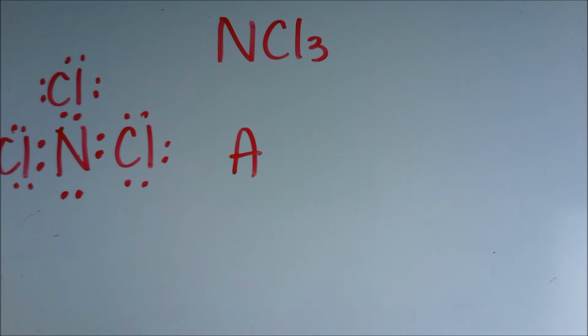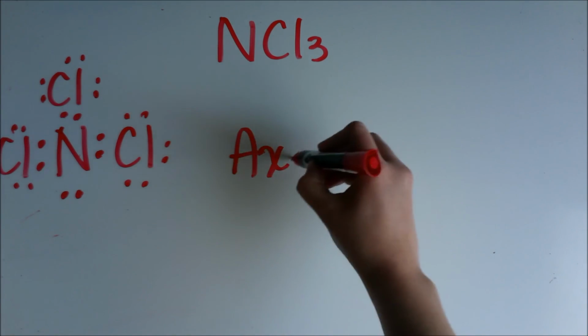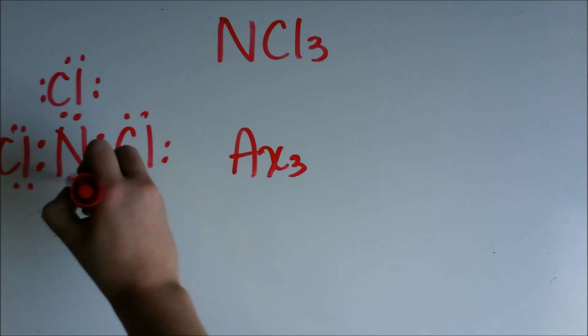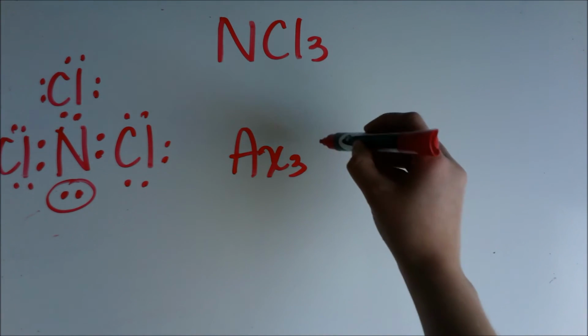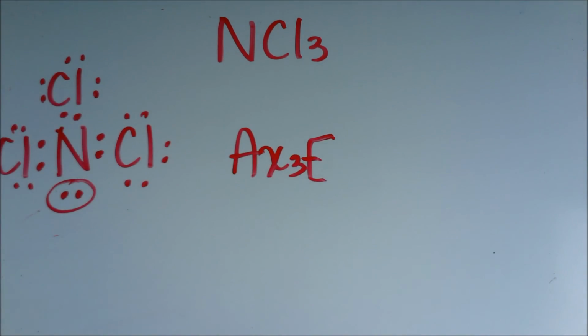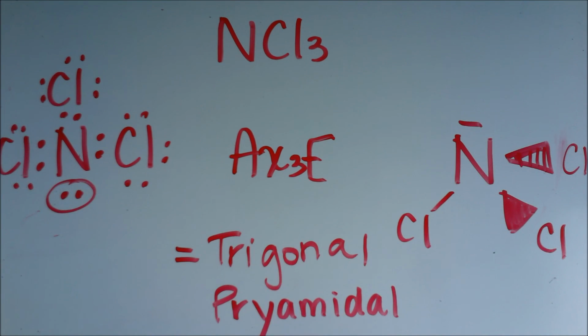There are 3 surrounding atoms. There's also 1 lone pair on the central atom. So now that we have the VSEPR notation, we can match that with the 3D sketch. AX3E is trigonal pyramidal. Our finished VSEPR diagram.